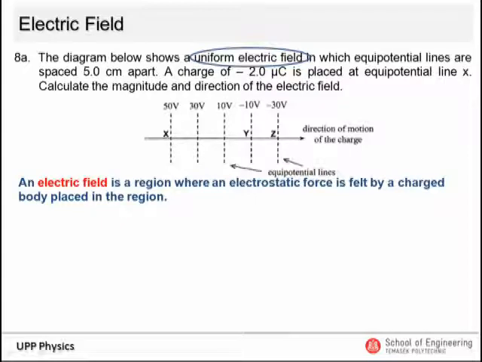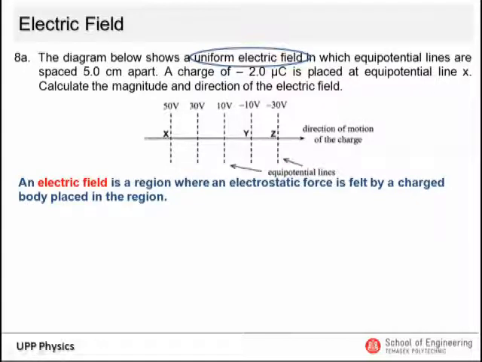An electric field is a vector quantity, meaning it has magnitude and direction. So when we are talking about a uniform electric field, we mean that the electric field has constant magnitude and a direction that is always the same. The question asks for the magnitude and direction of the electric field, so it's actually asking for the electric field strength. Electric field strength is an alternative term for electric field.